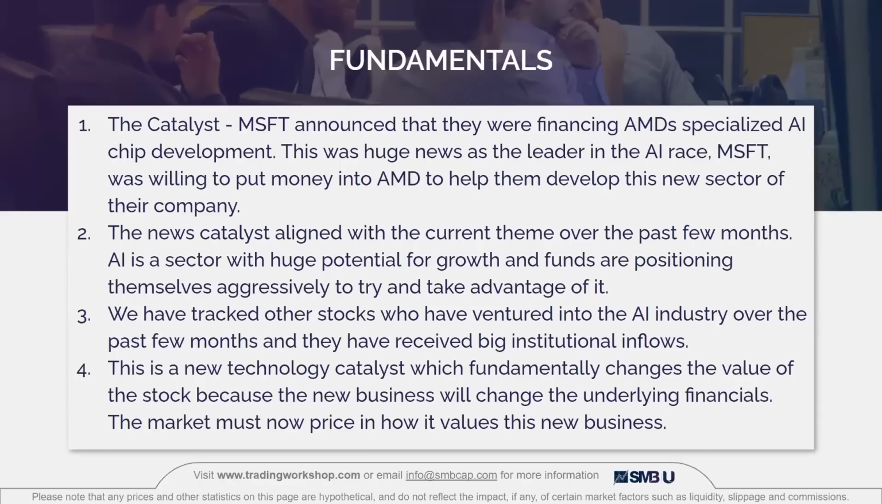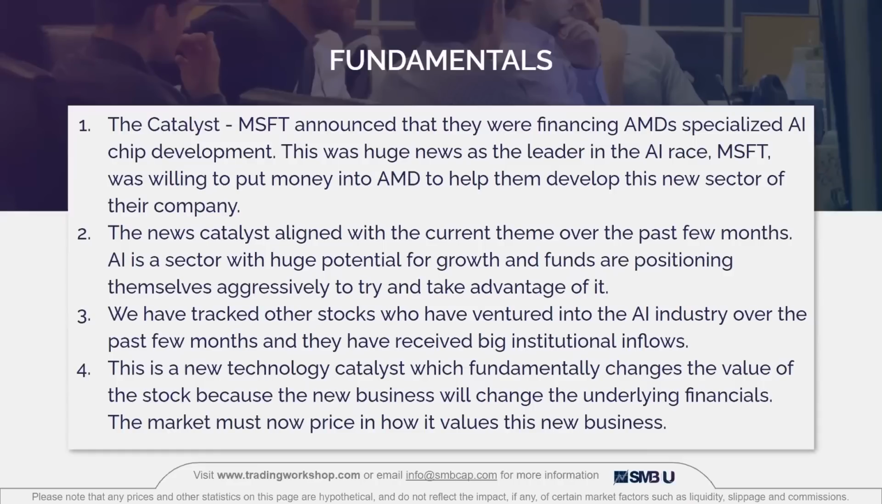So this news catalyst aligns with the current theme over the past few months, and that theme is AI. AI is a sector with huge potential for growth, and funds are positioning themselves aggressively to take advantage of it. We have tracked other stocks that have ventured into the AI industry over the past few months, and they have also received large institutional inflows. We've also noticed stocks with the letters A and I in their ticker being bought by retail traders, which shows how hot this has been.